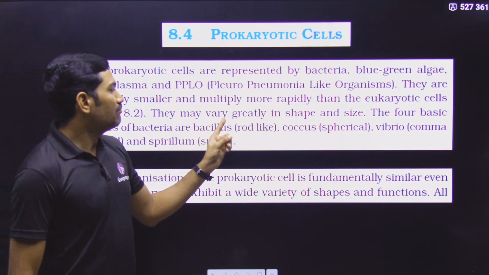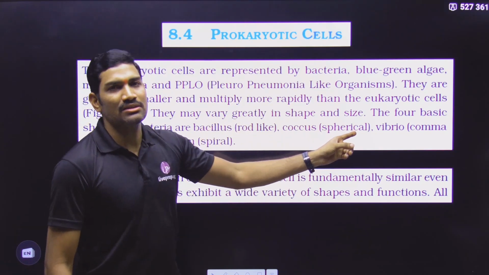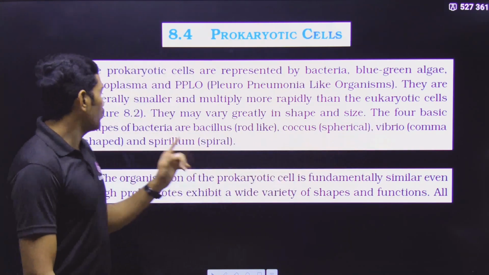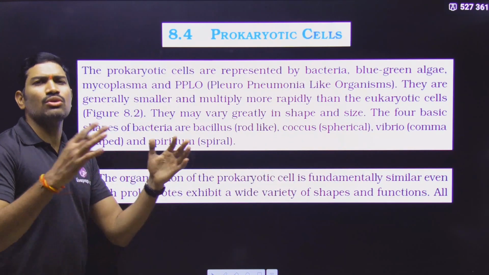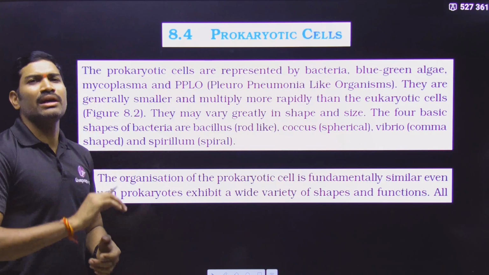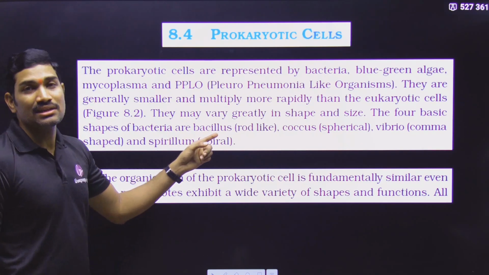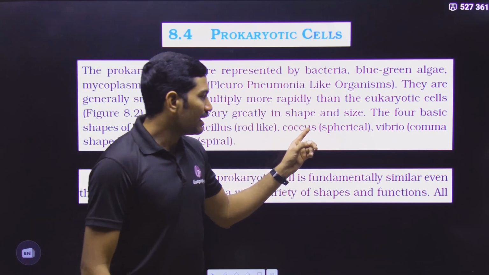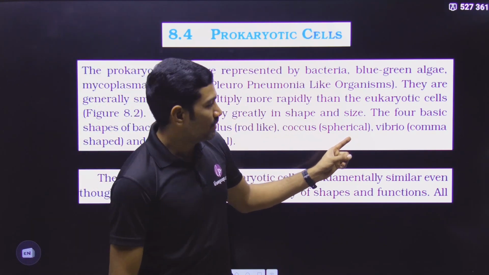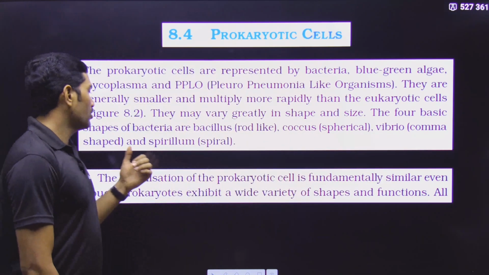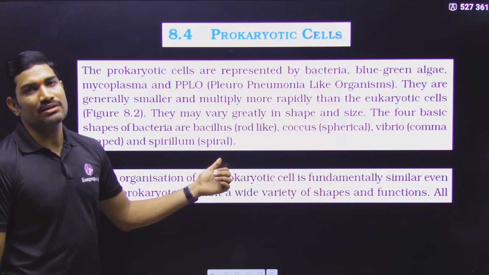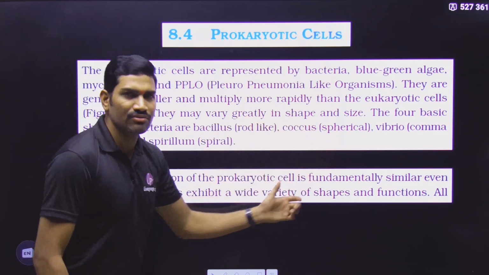Next one, they may vary greatly in shape and size. So they are having different shapes, different sizes are present. And the 4 basic shapes of bacteria. So though many shapes are there, 4 main ones that we are talking here. What is the first one? Bacillus. Bacillus is what? Rod-like bacterium. And coccus is spherical shaped bacterium, and vibrio is comma shaped bacterium, whereas spirillum is spiral shaped bacterium. Understood or not? So these are the 4 different shapes they have given.